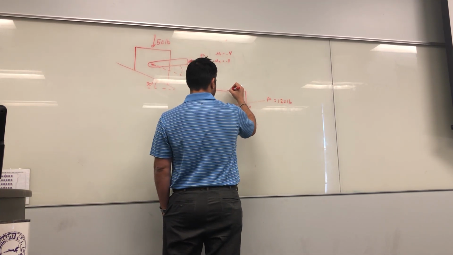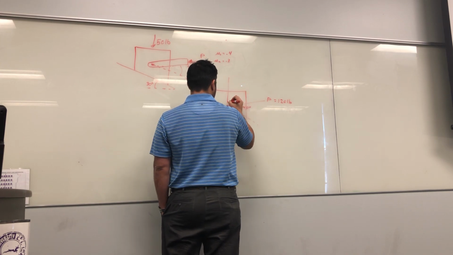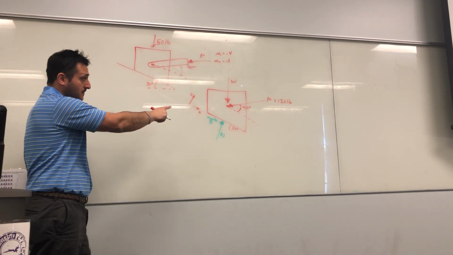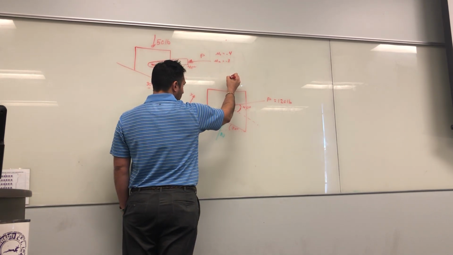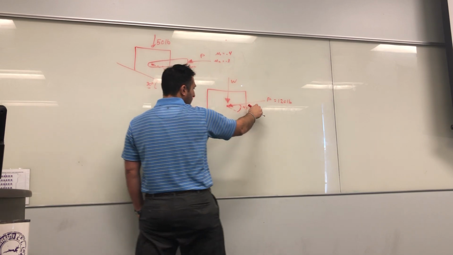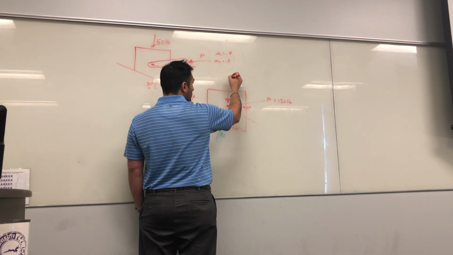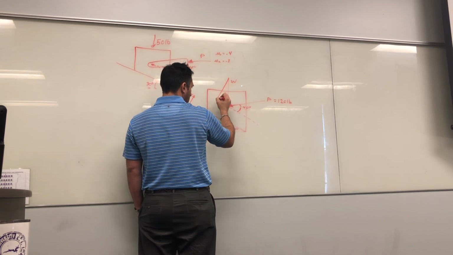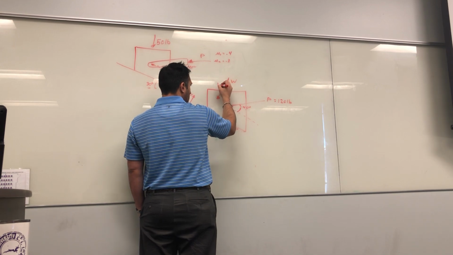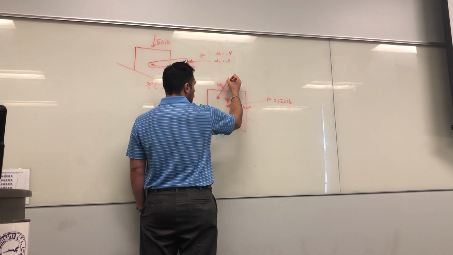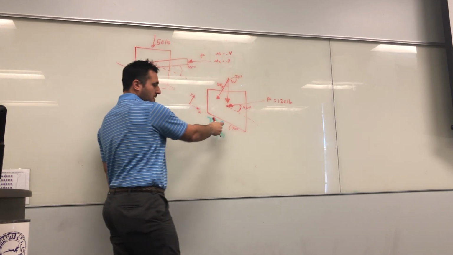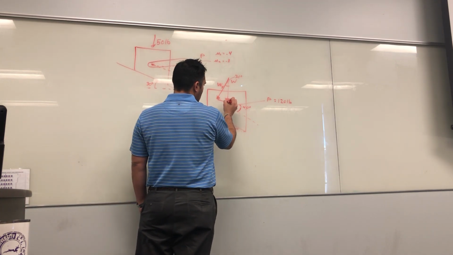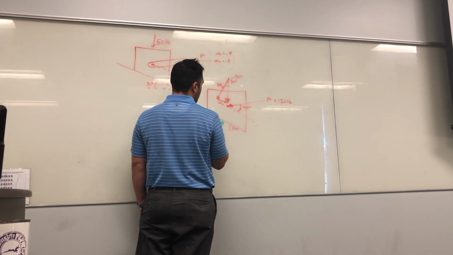And I've got some weight, this weight vector. But this is my coordinate system, so I really want to break this down into x and y. And I want to break P into x and y too. Let's start with the weight. So this is Wy. This angle in here is 30 degrees, dictated by the slope that this is sitting on. That's going to be Wx down there.